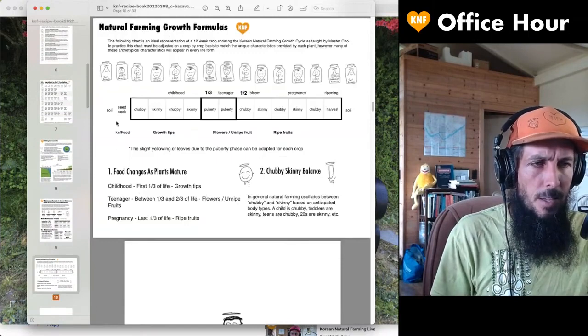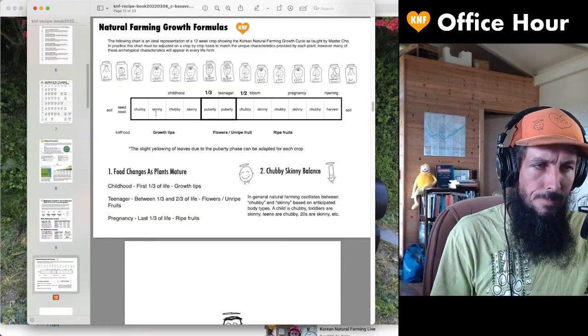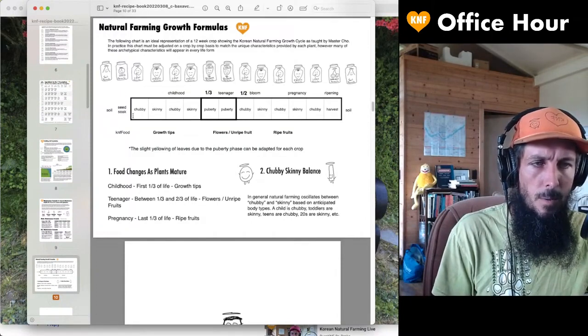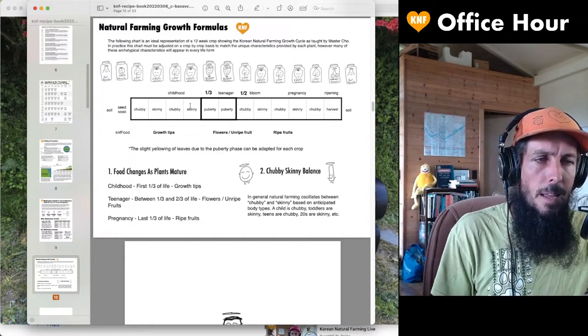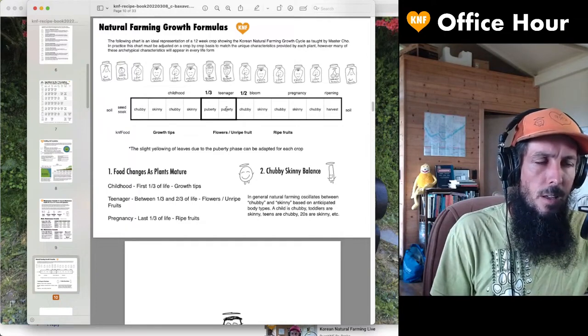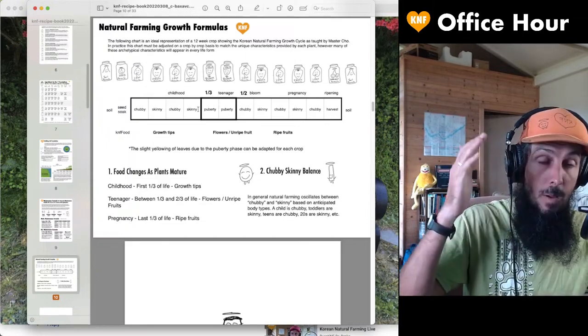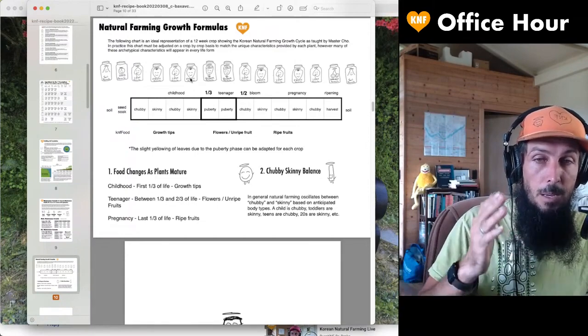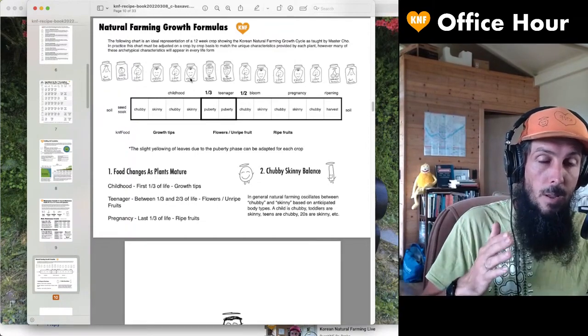But basically on this nutrient cycle chart here, you're going to start off very similar. You go soil formula, seed formula, then chubby, skinny, chubby, skinny. But it is oscillating back and forth every 2 weeks between leaf growth and fruit growth. And you'll notice if you watch your tomato, you will watch it.